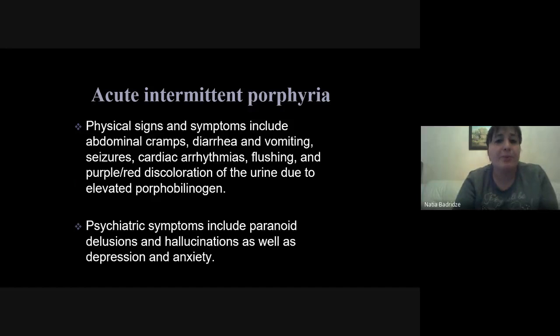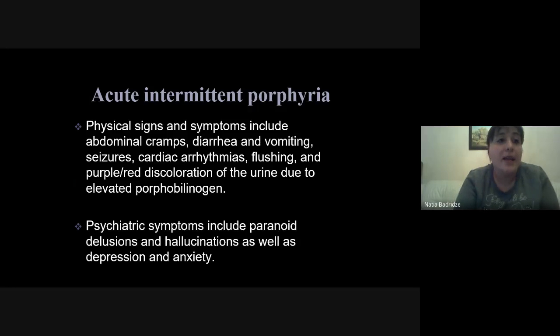Acute intermittent porphyria. The physical signs and symptoms include abdominal cramps, diarrhea, vomiting, seizures, cardiac arrhythmias, flushing, purple discoloration of urine due to the elevated porphobilinogen. This is an enzyme which is increased during acute intermittent porphyria. And of course, psychiatric symptoms are associated with this endocrine enzyme disorder, which include paranoid delusions and hallucinations, as well as depression and anxiety.